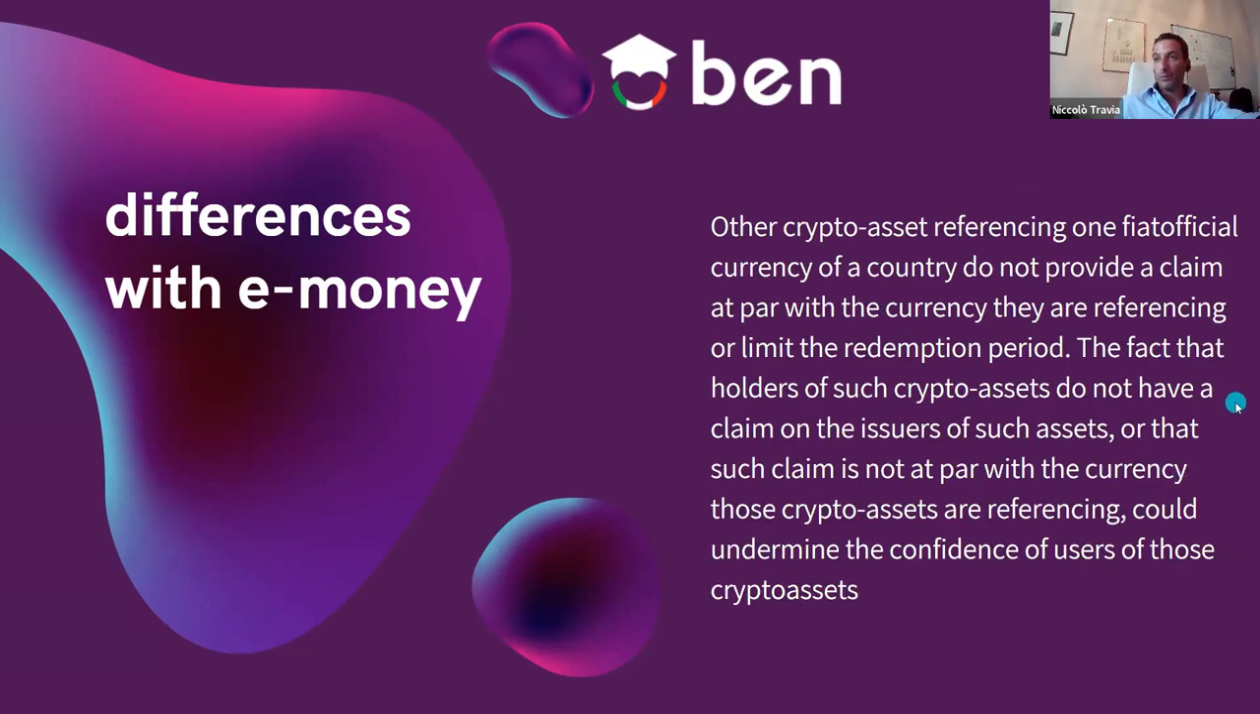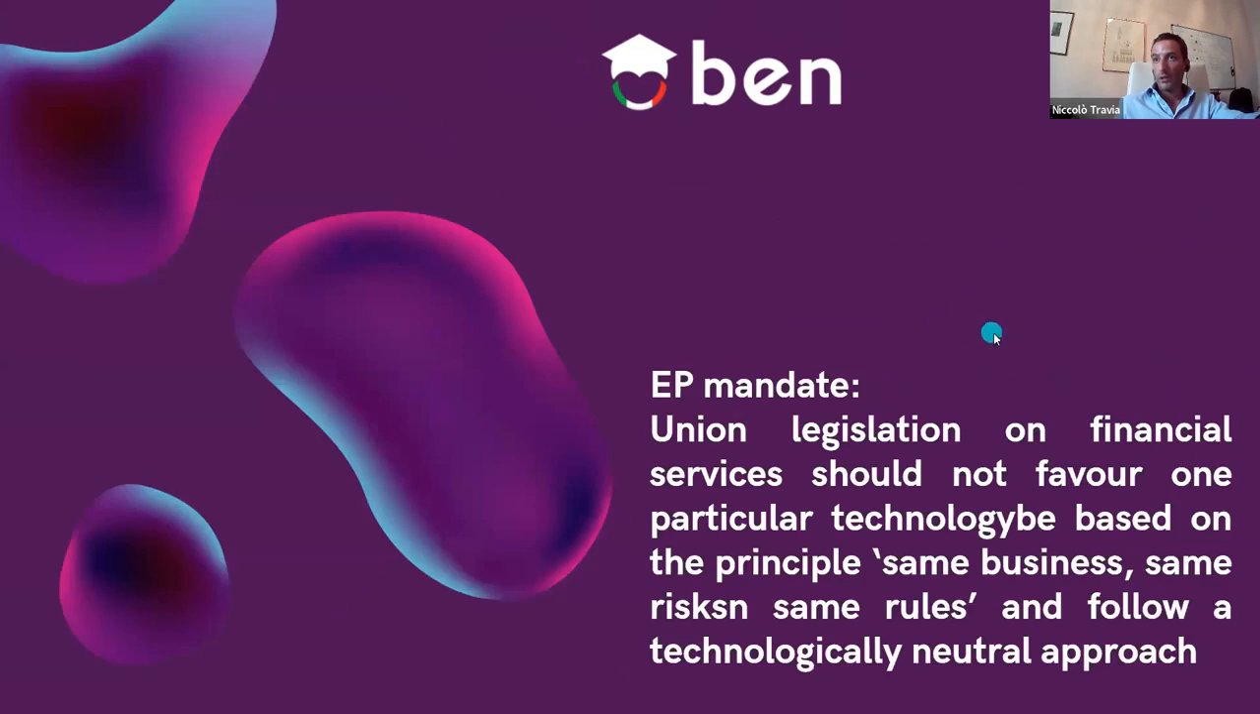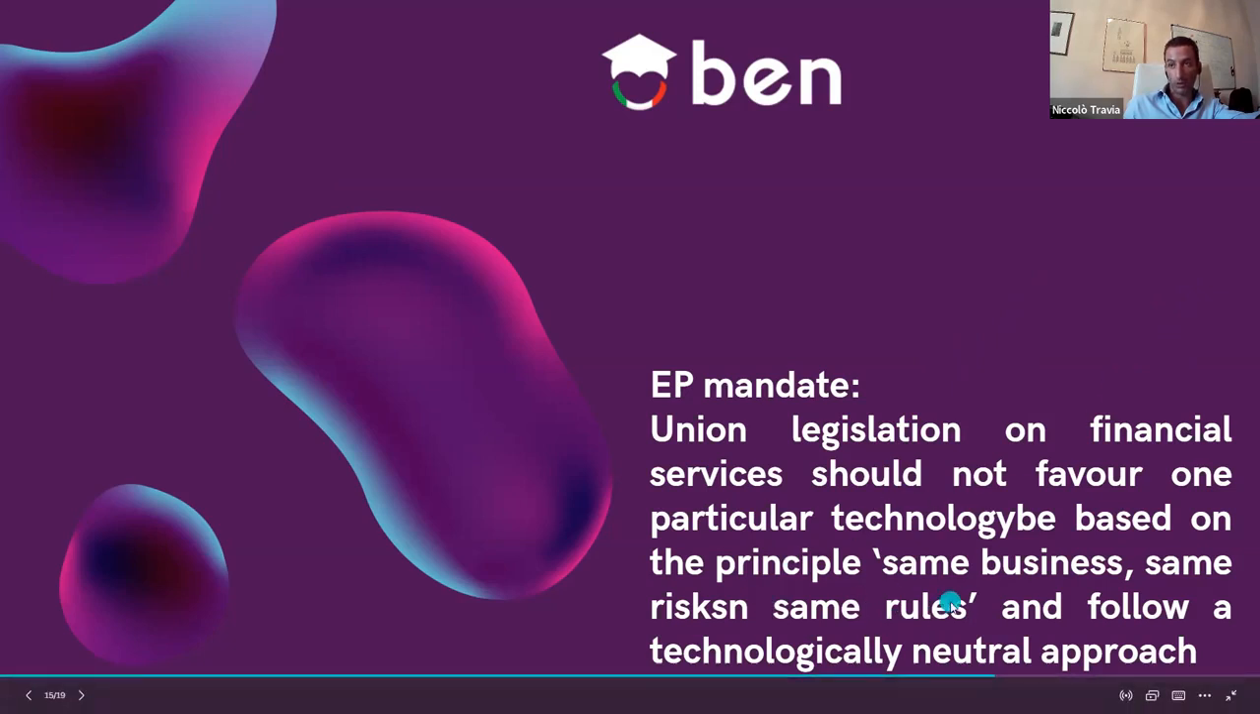And so they have to have liquidity. This is the perspective of the European Parliament in the trilogue, in the dialogues that have been forwarded on the Commission proposal of MiCA, that union legislation should not favor one particular technology based on the principle same business, same risks, same rules, and should follow a technologically neutral approach.